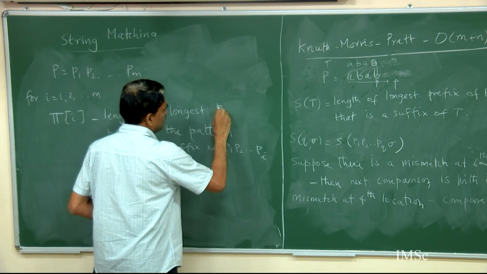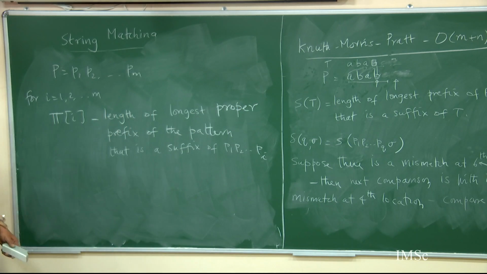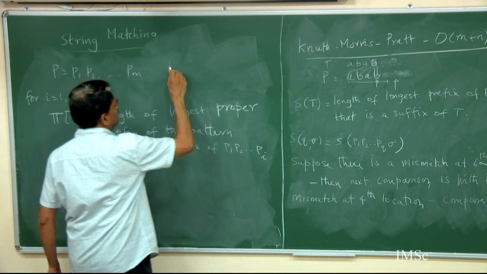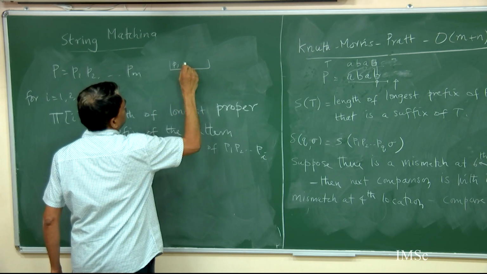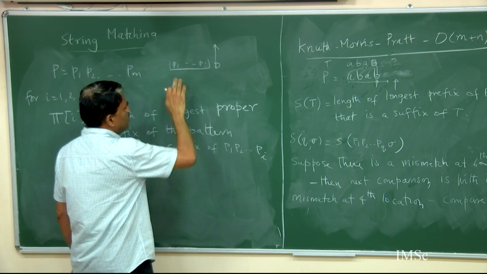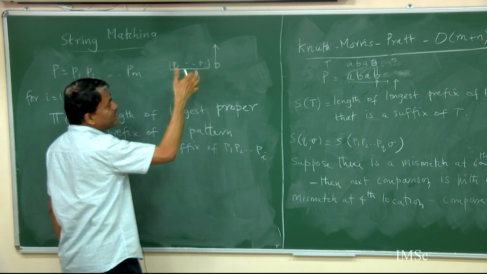So, longest, anything other than I, something strictly less than I. Give me a prop, because I fails: I have matched up to this point, P1, P2 up to Pi, and then here there is a mismatch. So now I have to slide it. How much do I slide it? Well, see how much have you already matched.